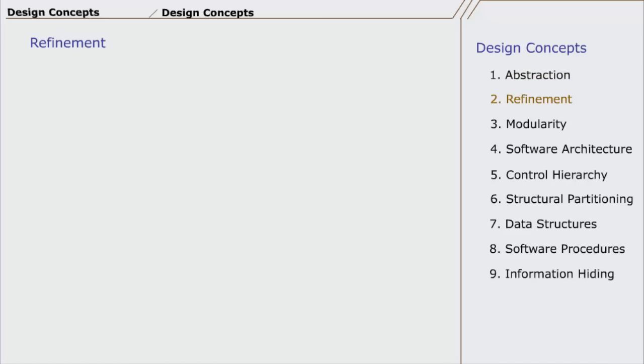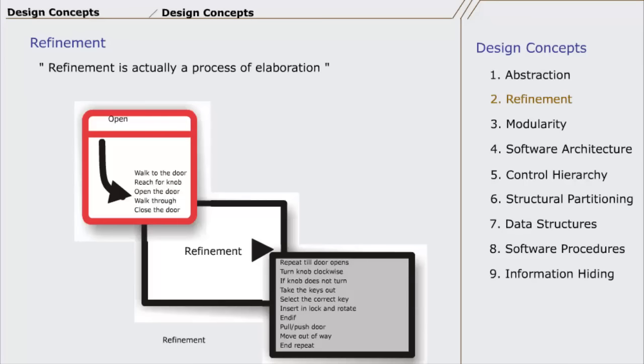Number 2. Refinement. Refinement is actually a process of elaboration. We begin with a statement of function that is defined at a high level of abstraction. Refinement causes a designer to elaborate on the original statement, providing more and more detail as each successive refinement occurs, as illustrated by figure.